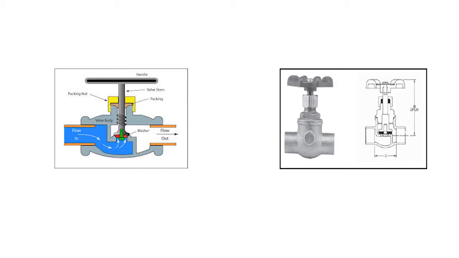Some advantages of globe valves are they have very good shutoff capability. They're very good in throttling situations, but one of the problems is they also have a high pressure drop and they are slow to open and close.